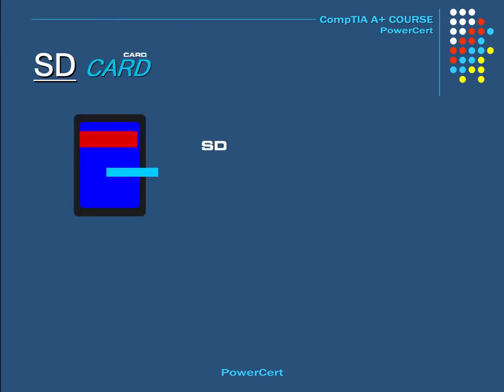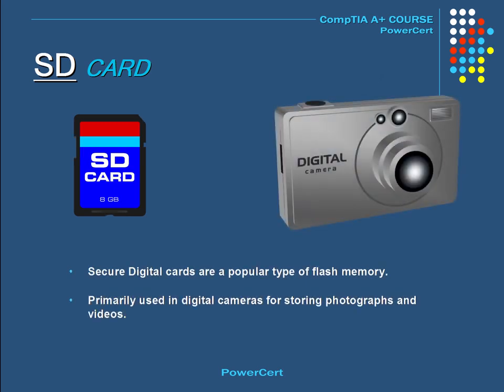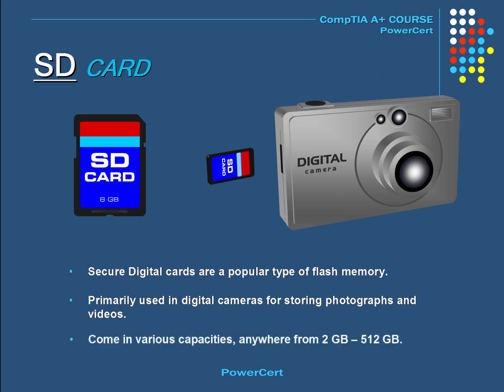Secure digital or SD cards are a popular type of flash memory. Now these are primarily used in digital cameras for storing photographs and videos. Then these photographs and videos can be easily transferred to a computer with an SD card reader interface. SD cards come in various capacities, anywhere from 2 GB up to 512 GB.